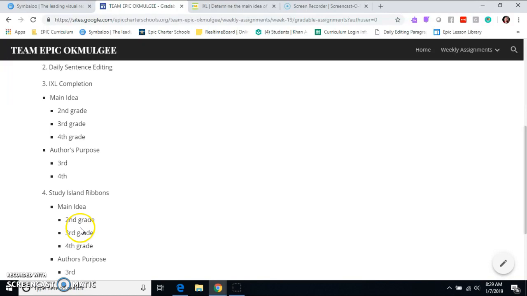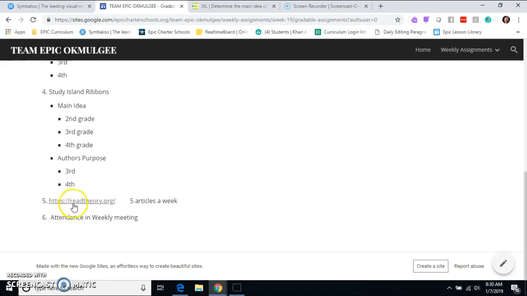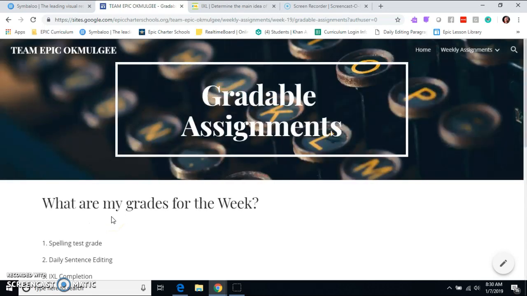Your author's purpose, and all of your Study Island blue ribbons. So you will no longer get 1 blue ribbon a week. You are going to have 4, 5, however many blue ribbons for each week. But you have to remember that you're only doing this and not online curriculum. So you're going to have more blue ribbons and more IXL. And then we will also take a grade on your 5 articles a week in Read Theory. And your last grade for the week will be, did you show up for your Tuesday and Thursday class? If you have any questions about that, you need to let me or your teacher know.